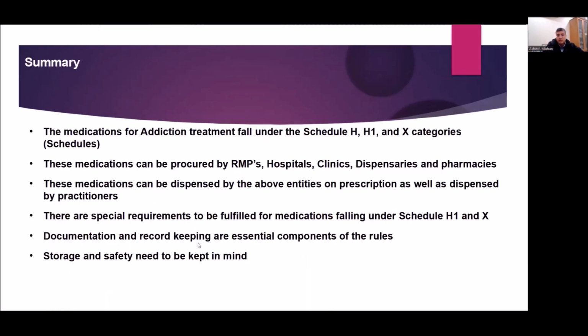Okay, this is again the summary of the medications. They fall under Schedule H, H1 and X. They can be procured, they can be stocked, and they can be dispensed. There are special requirements under Schedule H1 and X, which I've said about registers, and documentation, record keeping are essential components. And storage and safety need to be kept in mind. So these five important things you can remember.